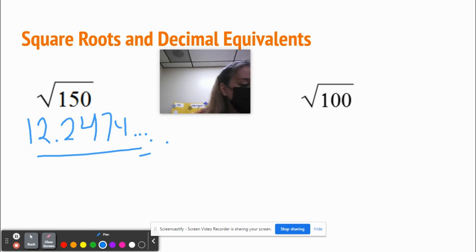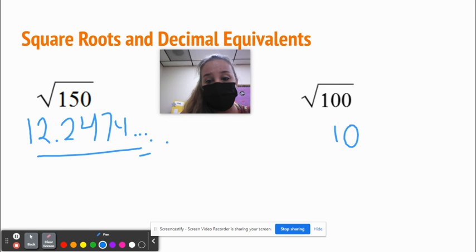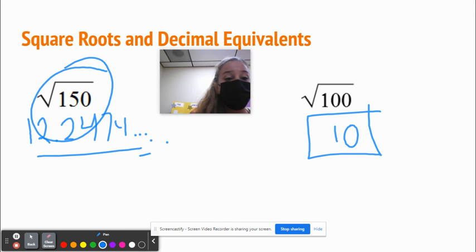On the other hand, if I put square root of 100 in my calculator, or just looked at my little sheet, it would produce just a 10. And there's no rounding. That's exactly what it is. So this whole thing, we're going to investigate exactly how to break down something like this into something a little more perfect. So we'll do that in the next video.